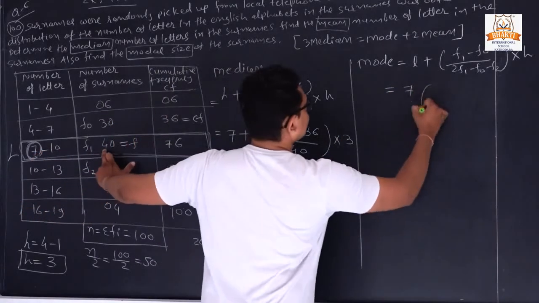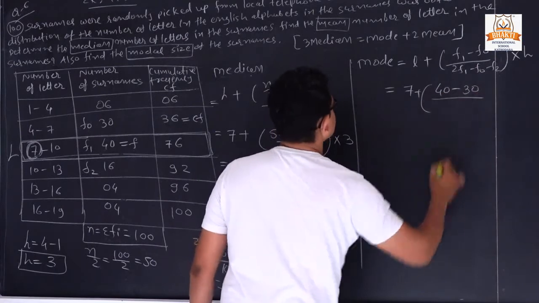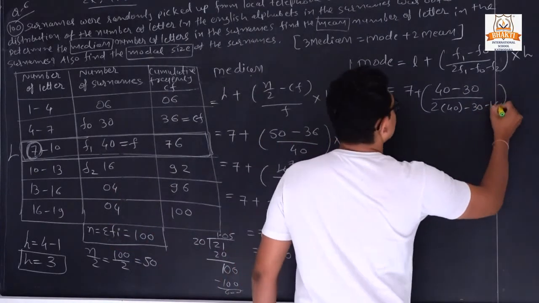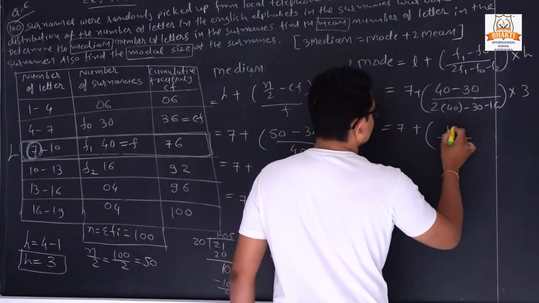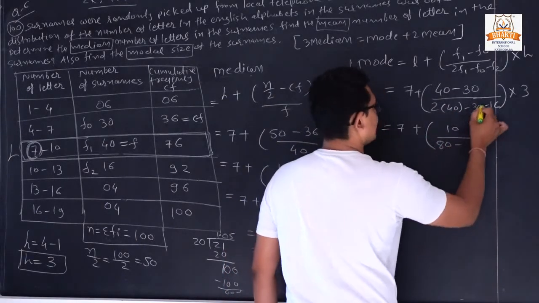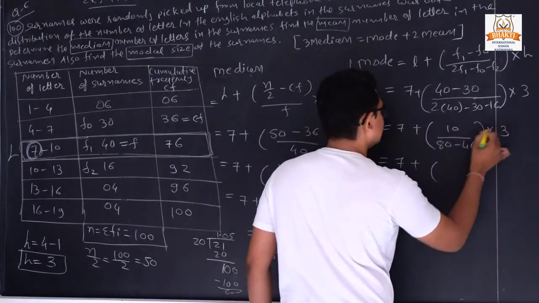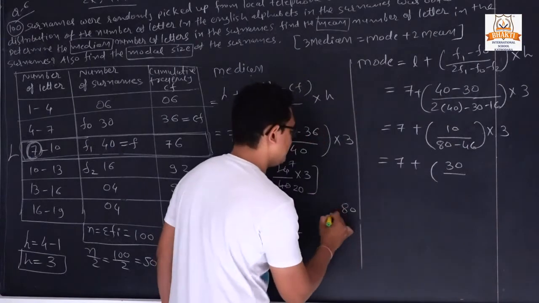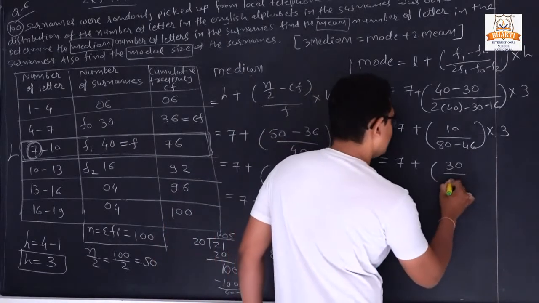F1 it is 40, F0 it is 30, minus 2 in bracket 40 minus 30 minus F2 it is 16, into 3 because height. Now simplify this: 40 it is 10 into 3, so 80 minus minus becomes plus, so 46 into 3, so 7 plus 10, 3 it is 30 upon 80 minus 46, so 10 4, here we have a 7 minus 3, it is 34.